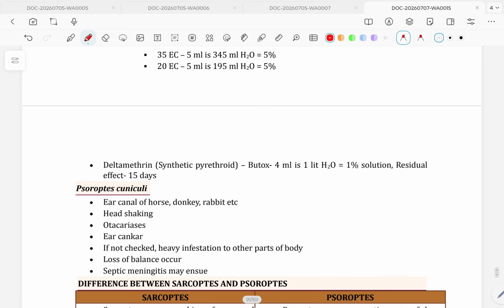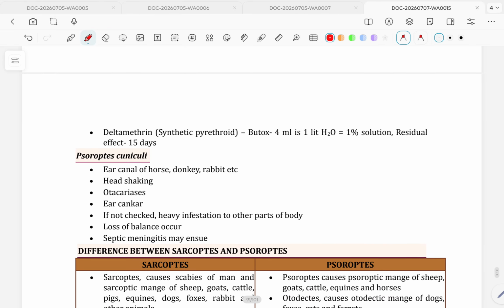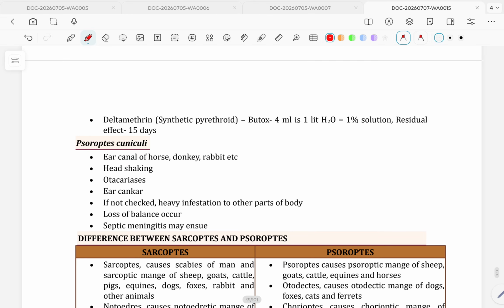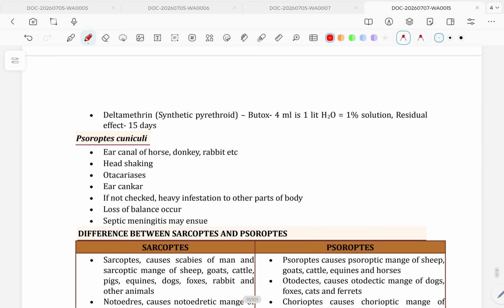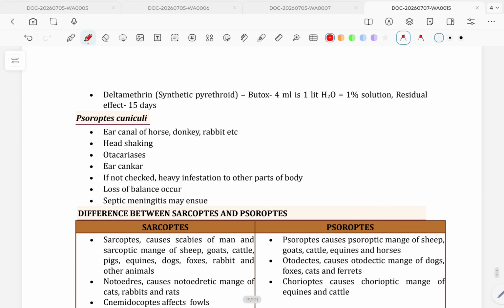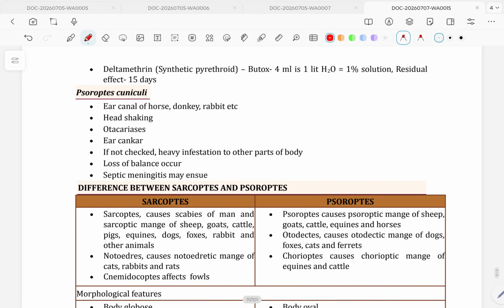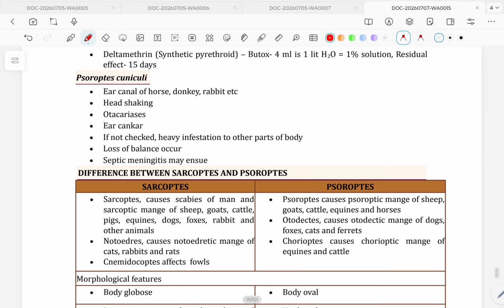Psoroptes cuniculi occurs in the ear canal of horse, donkey, rabbit, etc. Signs: head shaking, otitis, scratching, ear canker. If not checked, heavy infestation spreads to other parts of body. Loss of balance occurs. Septic meningitis may ensue.